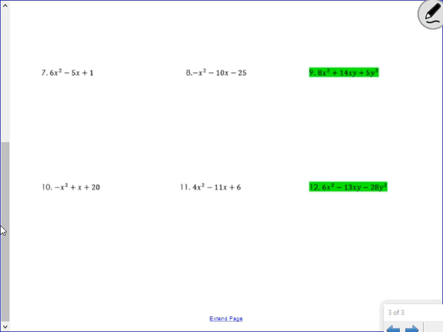Alright, so what would I do first? Look for a GCF. Is there a GCF across those? No. So then what do I do? Multiply the first and the last numbers. What did I get? And then what's the middle number? Okay. So I need to think of 2 numbers that multiply to get positive 6 but add to get negative 5.